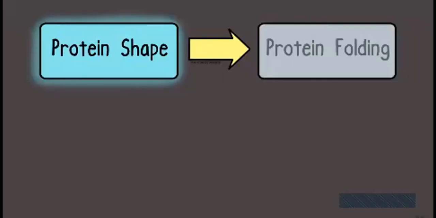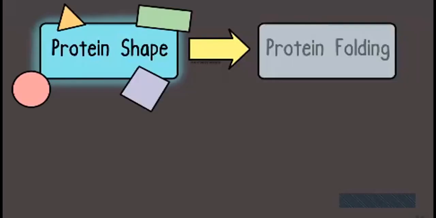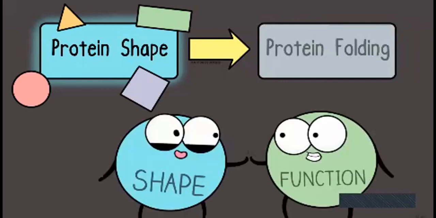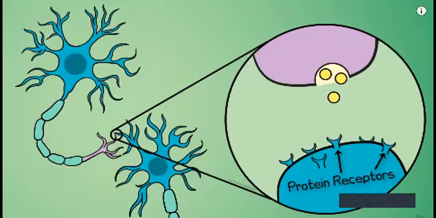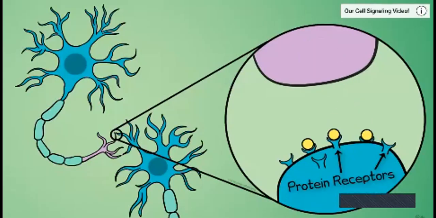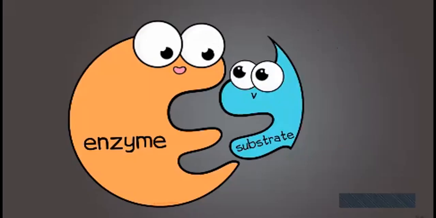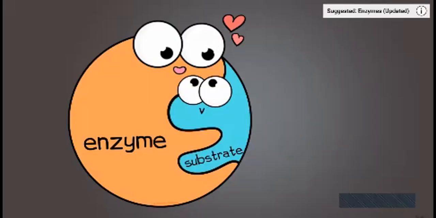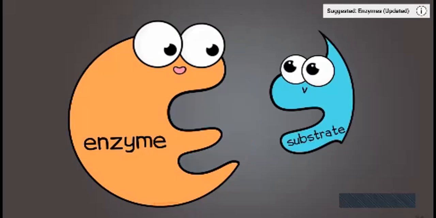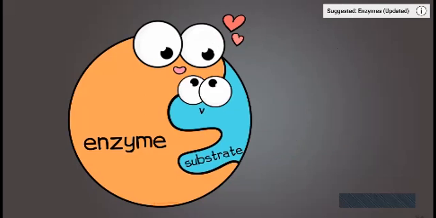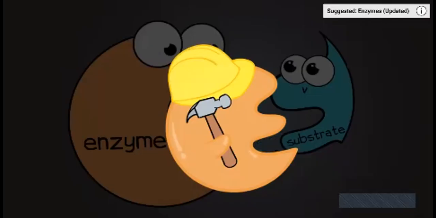But before we get into protein folding, let's talk about shape and why shape is so important. Shape and function in biology frequently go hand in hand. In our cell signaling video, we mention how protein receptors and the signal molecules that bind them can fit together so perfectly to start some type of cellular response. Or in our enzyme video, we talk about how enzymes, which are frequently proteins, have a very specific shape for the substrates that they build up or break down.